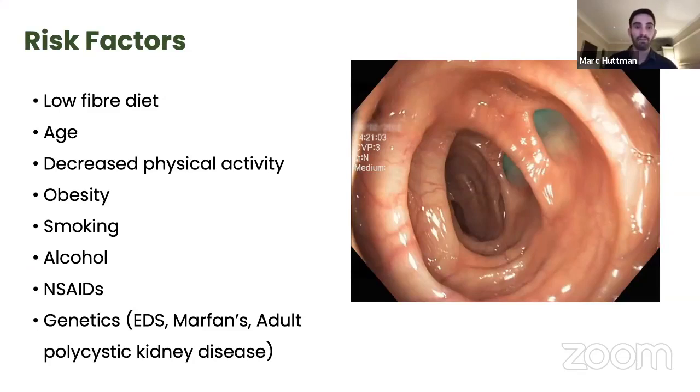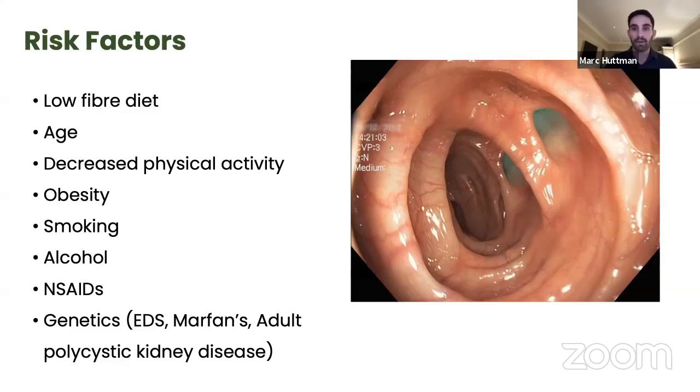So a few risk factors: low fiber diet, because you're constantly straining, because you're constipated, which puts more pressure on the bowel wall and therefore forces that mucosa through that cross-hatching of muscle, therefore making the outpouchings more likely to occur. Age, we've already discussed that. Decreased physical activity, obesity, smoking, alcohol, not surprising, they're bad for everything. NSAIDs, and also genetics. So things that affect your connective tissue very logically means that your cross-hatching and your mucosa is less structurally sound, and therefore it's more likely for it to pouch out.